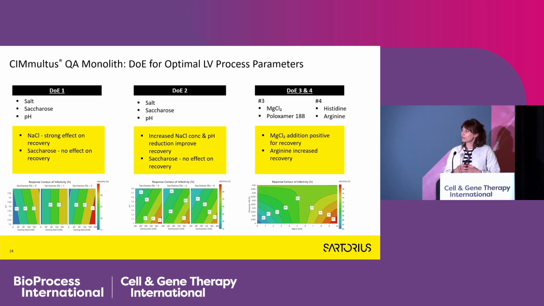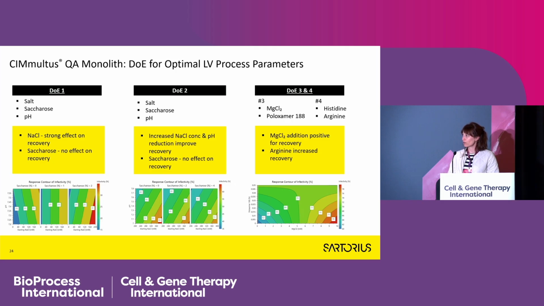So when I'm saying salt concentration, we especially want to evaluate what happens if we add some salt already in the loading condition, so already in the loading buffer. And we noticed that basically sodium chloride has the strongest effect in the first DOE study. We also noticed that basically saccharose has no effect on the recovery. So this was quite a surprise for us because we were assuming that saccharose will somehow have a positive effect on virus stability. So we decided to repeat some conditions in DOE study number 2.